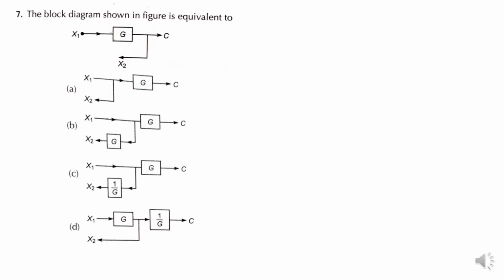Next problem. The block diagram shown in figure is equivalent to. Here the block diagram with one gain is given. If the takeoff point is taken before the block, then the gain is multiplied. So the answer B is the correct answer. Already there is a gain 1 there. Before the block, so the gain is multiplied, 1 into G. So option B is the correct answer.